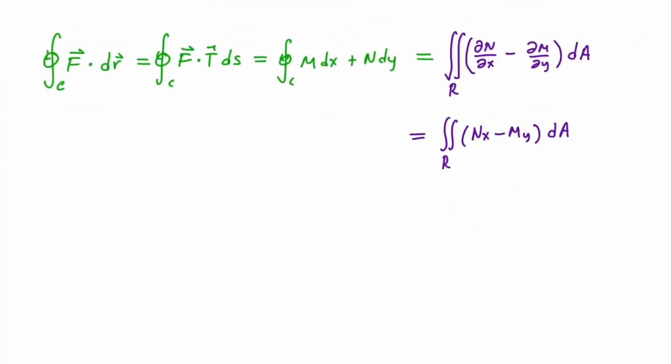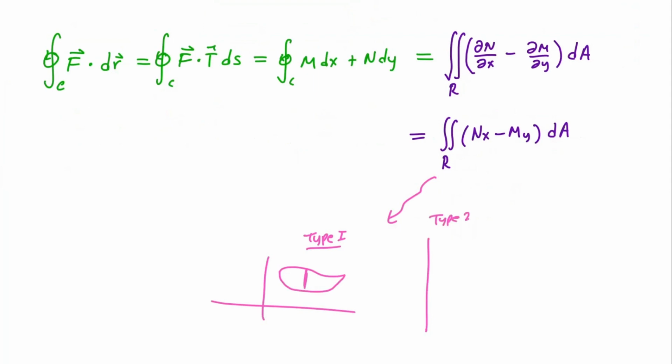Now here, the region R that the curve C encloses could be any of the types we have discussed earlier with double integrals. It could be a type 1 region, where you could have a curve that looks like this. You could have a closed region like that, so you'll have a top and a bottom. Or it could be a type 2 region. We know type 2 regions look like this, so you could have a curve that looks like this, with a left and right.